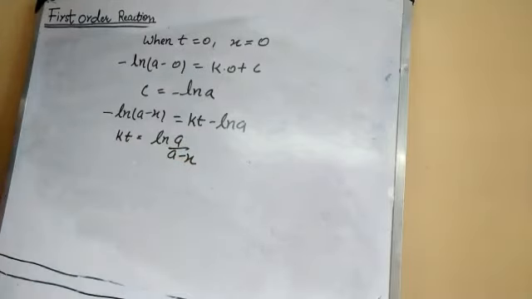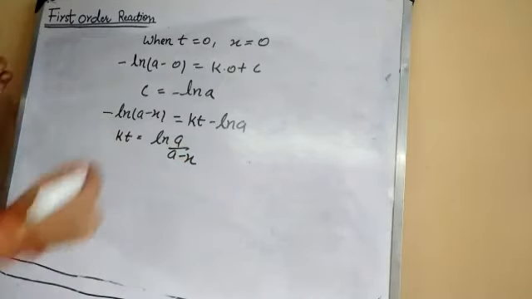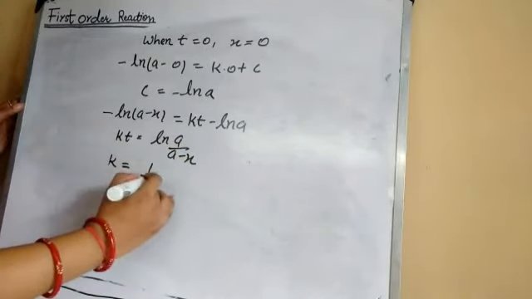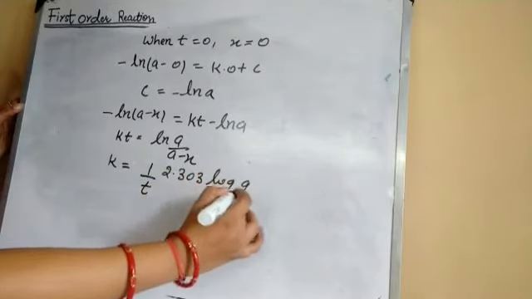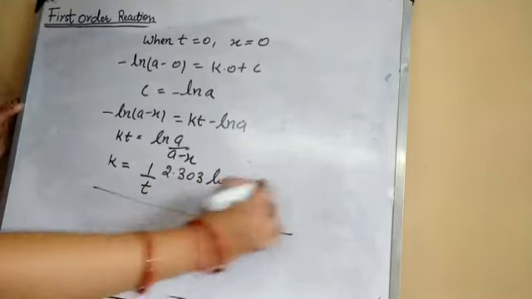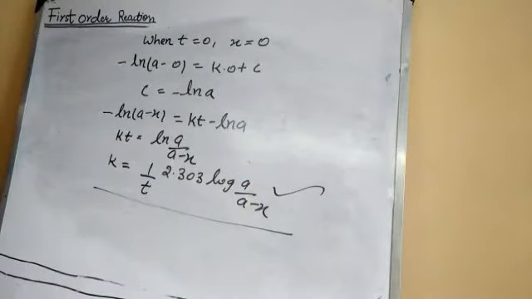And if you want this expression in terms of log, you can write it as k equal to 2.303 by t, log A by A minus x, right? So this is the final expression.